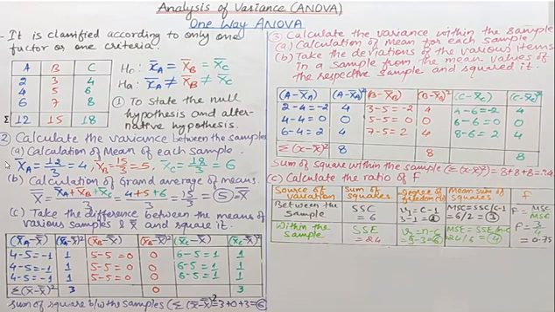Now we go to the second step. In the second step we calculate the variance between the samples. Okay, so first of all we calculate the mean of each sample. So X A bar will be equal to summation XA upon 3, because there are 3 values of A. So summation of XA is 12, so 12 divided by 3 equals 4. Similarly we will find the value of X B bar and X C bar. So X B bar is equal to 5 and X C bar is equal to 6.